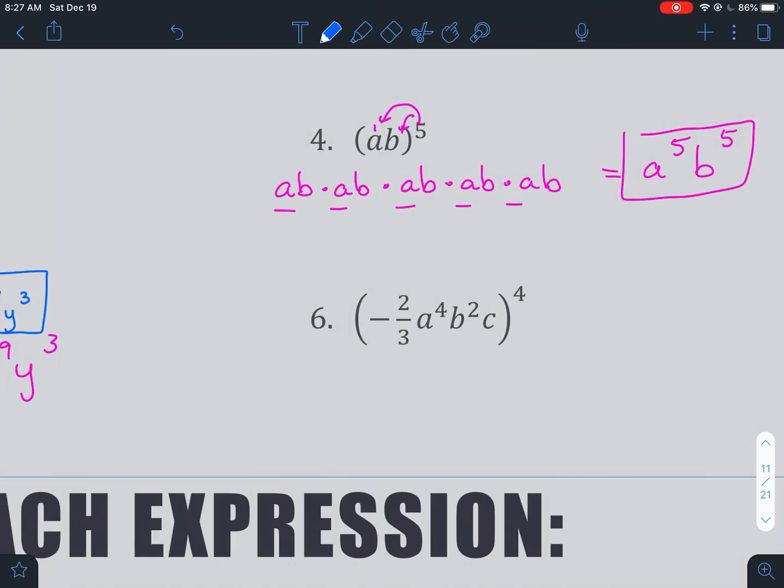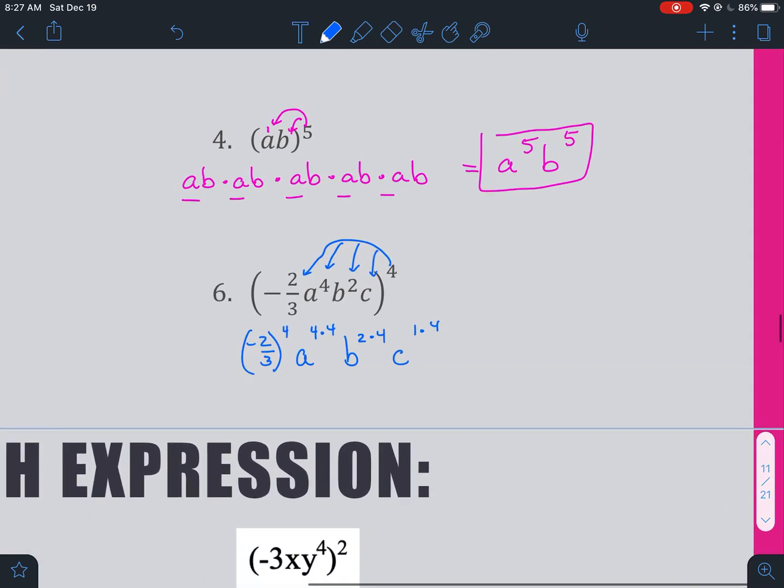All right, number 6, negative 2/3, a to the fourth, b to the second, c, all raised to the fourth power. So everybody's going to get that 4. So every exponent's going to get that 4. So this is going to be negative 2/3 raised to the 4th power. And then remember the rule is you can multiply the exponent. So it'd be a to the 4 times 4, b to the 2 times 4, and c to the 1 times 4.